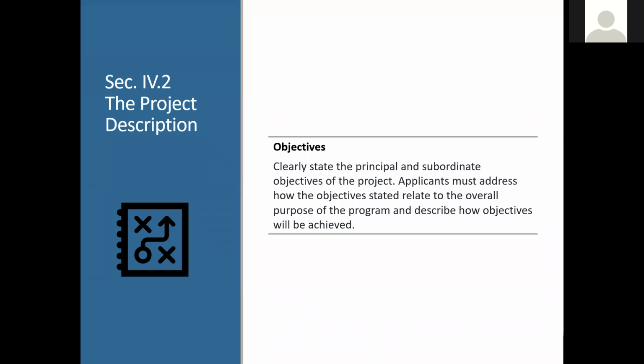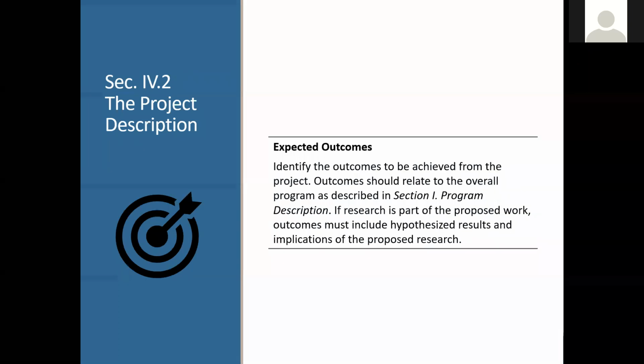For the objectives section, clearly state the principal and subordinate objectives of the project. Applicants should address how these objectives relate to the overall purpose of the program and describe how objectives will be achieved. For the expected outcomes section of the application, applicants should identify the outcomes to be achieved from the project. Outcomes should relate to the overall program as described in the FOA. If research is part of the proposed work, outcomes must include hypothesized results and implications of the proposed research.